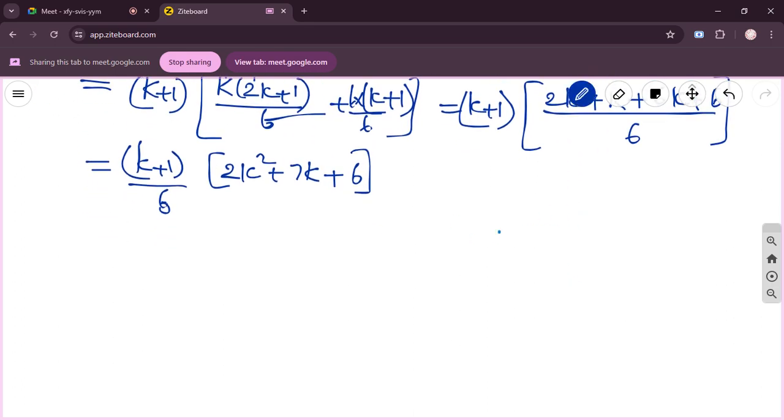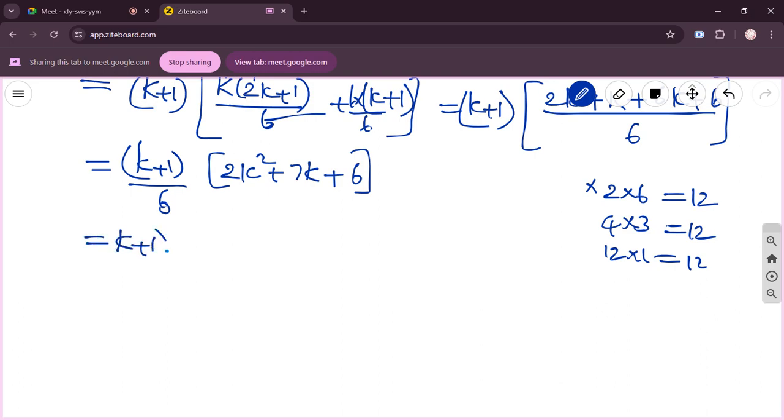So here 2 sixes are 12. The factors of 12: 4 threes are 12, 12 ones are 12, 6 twos are 12. Which is the suitable factor? 6 twos are 12: 6 plus 2 is 8, 6 minus 2 is 4, it is not suitable. 4 plus 3 is 7, so 7 can split the middle term. So k plus 1 over 6 is outside. The quadratic can split into factors: 2k square plus 4k plus 3k plus 6.